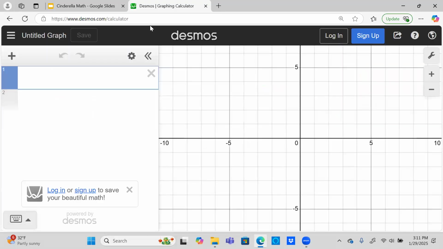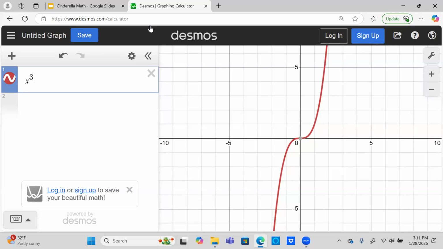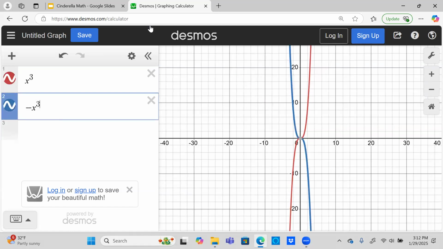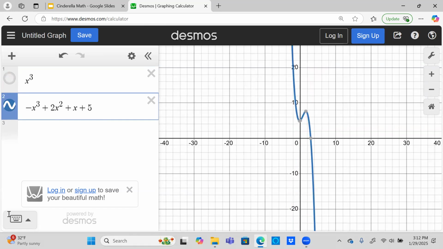Okay, so I'll put back up the parent just to make sure we graphed him correctly. So there's the parent of the cubics. And then here's what I put as the B equation. It was negative x cubed plus 2x squared plus x plus 5. I'll take off the first one, there we go. So there's our second one, which I called equation B, I think, on my paper.